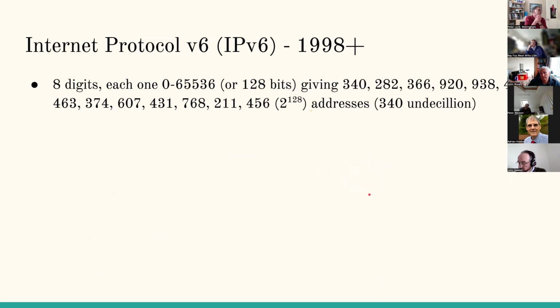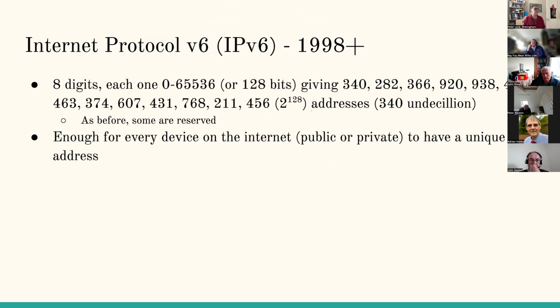So instead of having 4 numbers for an address, which IPv4 has, IPv6 has 8. And instead of each being between 0 and 255, each is between 0 and 65535, which actually gives you 128 bits. So if you look at all the possible IPv6 addresses, you get this really big long number of possible addresses. And I had to look it up. There's 340 undecillion addresses, whereas IPv4 was 4 billion. This is a huge number. Now, some of these IPv6 addresses are reserved, but we've got quite a few. We don't care. It's enough for every device on the internet, public or private, to have a unique address.